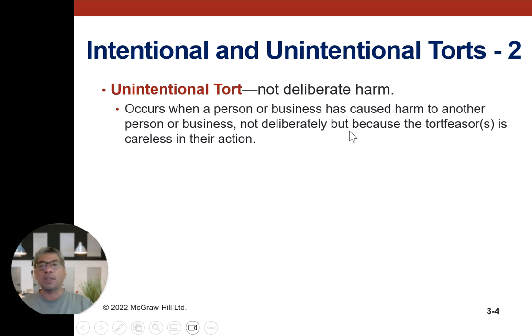What is unintentional tort? It is not deliberately harming people or individuals. It occurs when a person or business has caused harm to another person or business, but not deliberately, because they were careless in their actions.